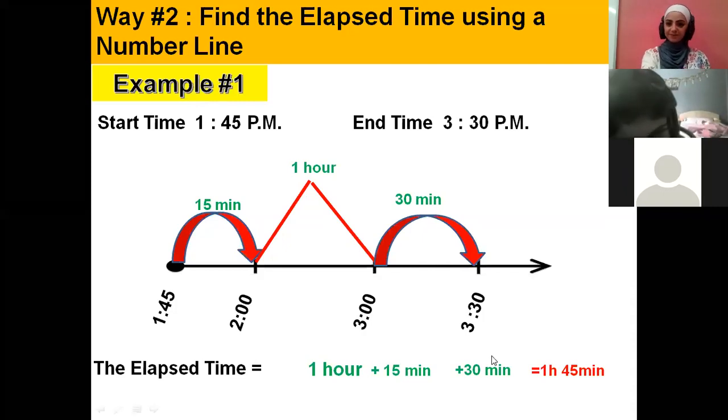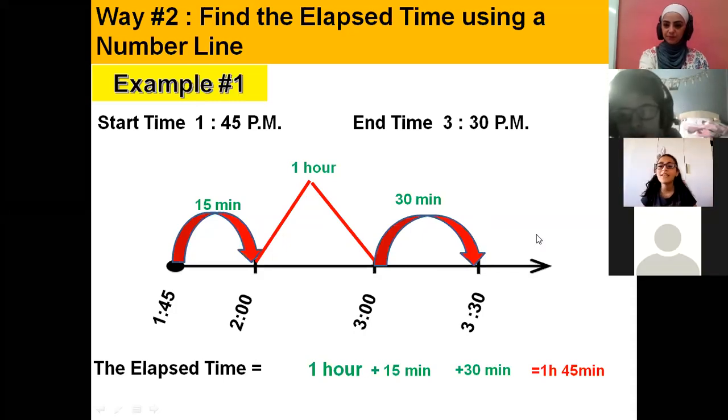Teacher, shall we only hop by 15 minutes, or first of all we start by 15 minutes, 1 hour and 30? No, it depends on what you have. Look, if the starting time was 1:30, from 1:30 to 2, how many minutes are there? 30 minutes. So the point is to count how many minutes you need to reach the head hour, to complete 1 hour. Exactly.